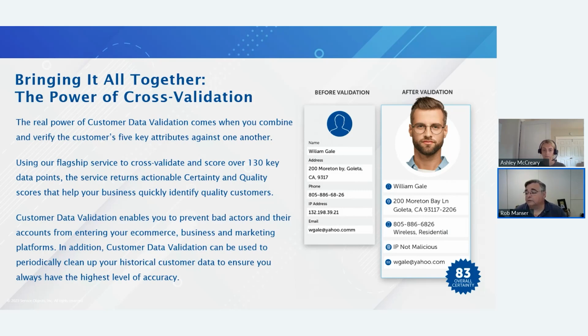And this results in really this overall certainty score, this 83 that you see down here on the bottom corner. That's a combination of looking at all of those 130 key data points, using some algorithms to generate scores. And those scores can be customized. It's important to keep this in mind. If you are predominantly capturing name and email address, you don't want to get negative scores for not capturing address and phone, or vice versa.